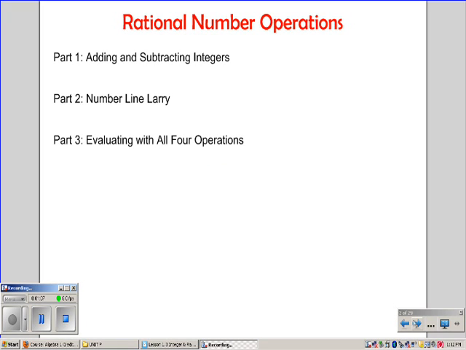We're really going to look today in three parts. Part one is just adding and subtracting integers using a number line. We're also going to look at Number Line Larry, moving up and down the number line for adding and subtracting integers. And then we'll be evaluating integer values with all four operations. Some of our solutions will be integers and others will be rational numbers.